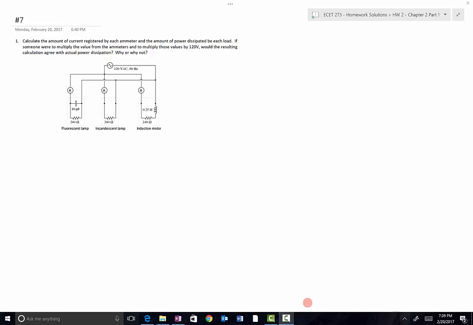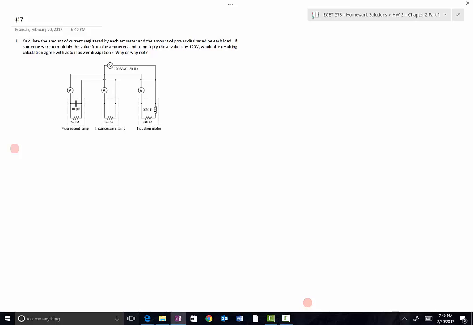Homework solution 2.7. Calculate the amount of current registered by each ammeter and the amount of power dissipated by each load. If someone were to multiply the value from the ammeters by 120 volts, would the resulting calculation agree with actual power dissipation? Why or why not?